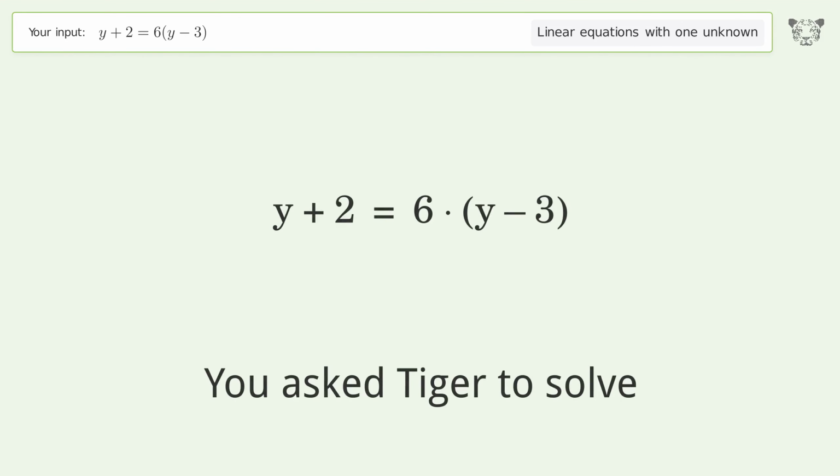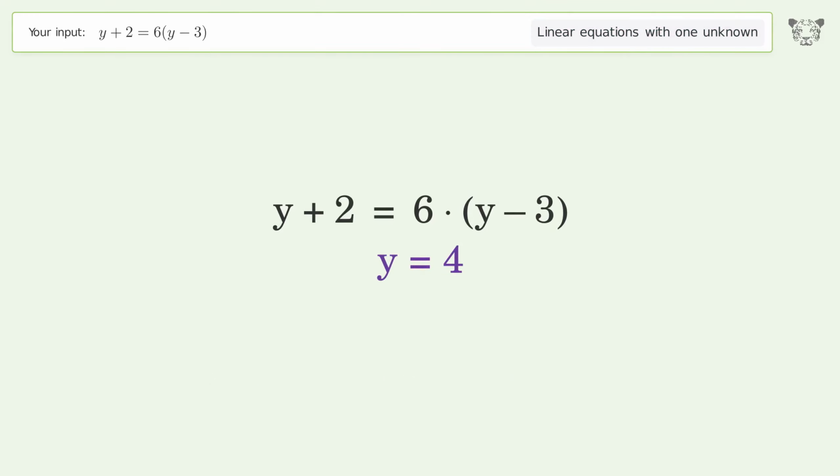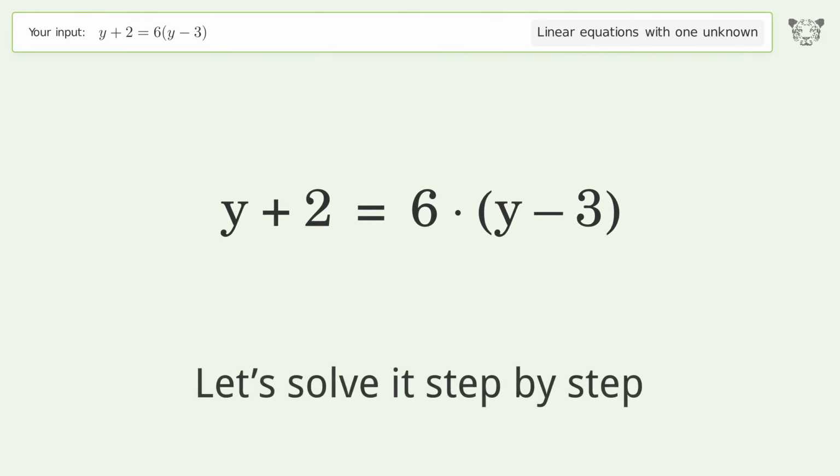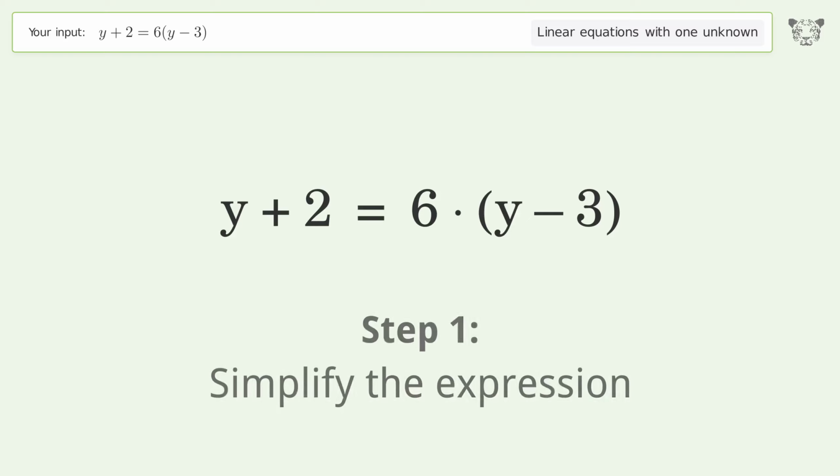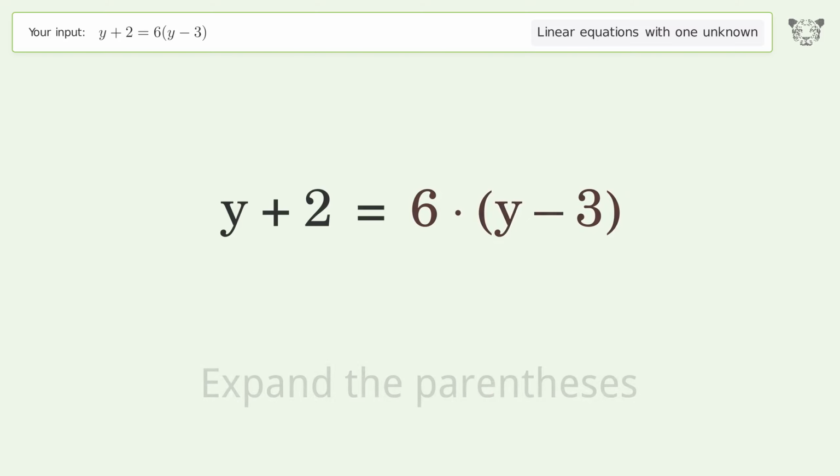You ask Tiger to solve. This deals with linear equations with one unknown. The final result is y=4. Let's solve it step by step. Simplify the expression. Expand the parentheses.